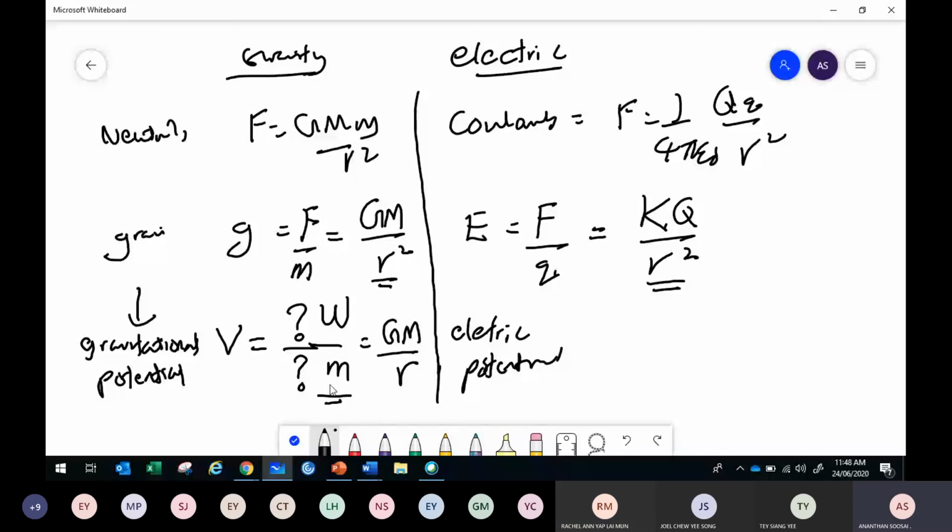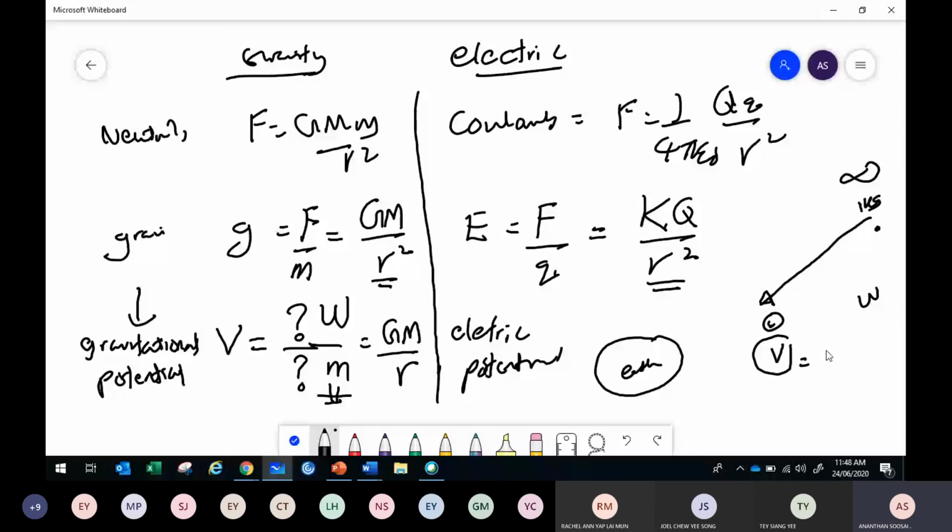Recall this. Let's say this is the Earth. At this point, what is the potential here? Gravitational potential is the work done per unit mass, 1 kg of mass, to bring the object from infinity to that point. That's your gravitational potential here. But the formula we found is Gm over R.